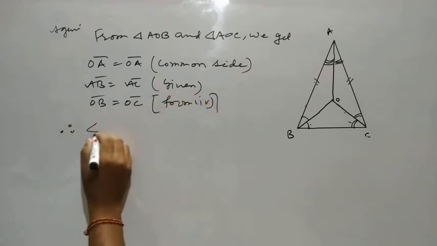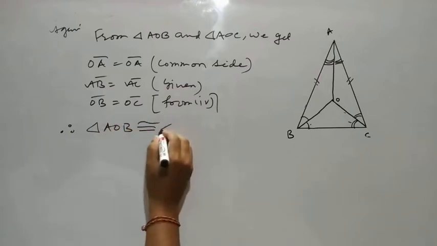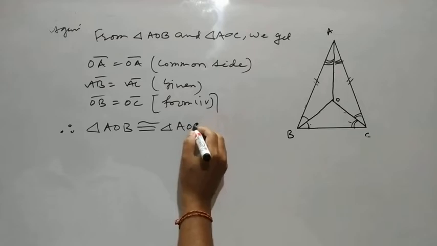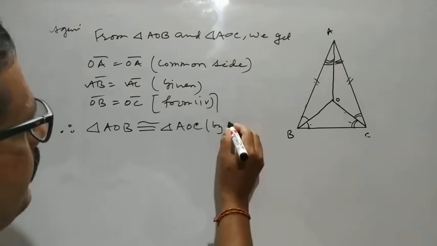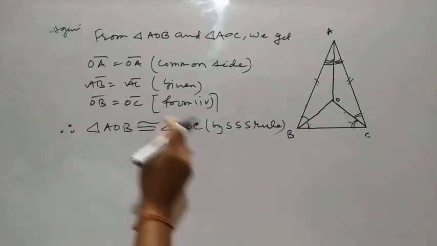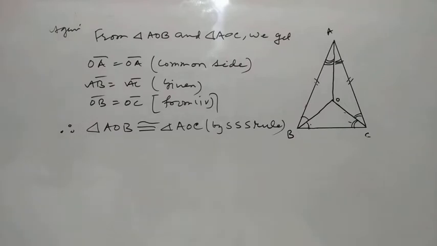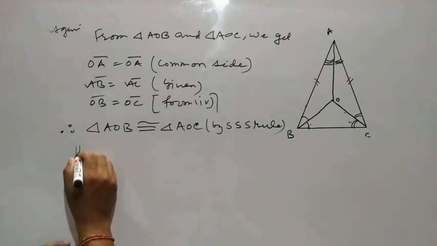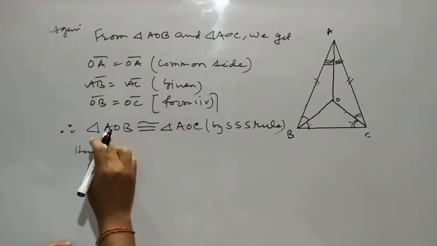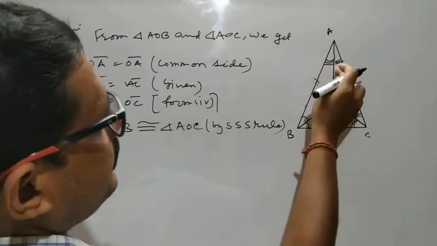Therefore, triangle AOB is congruent to triangle AOC by the SSS rule, the side congruence rule. Since these two triangles are congruent, all the corresponding parts are equal. Hence we can say that A in both are corresponding. A means this one, and in this triangle A means this one.